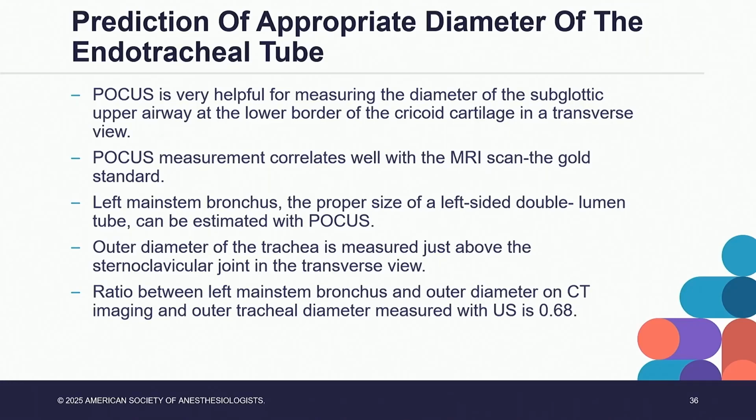The outer diameter of the trachea is measured just above the sternoclavicular joint in the transverse view. Put the probe here, and measure the transverse diameter of the trachea. They found the ratio between the left main bronchus diameter on the CT scan and the outer diameter of the trachea, also measured by ultrasound, is 0.68. So if you put the probe over the sternoclavicular joint and measure the transverse diameter of the trachea, the left main bronchus is 0.68 of that, so you can get a good prediction of how to choose the proper double lumen tube for the patient.